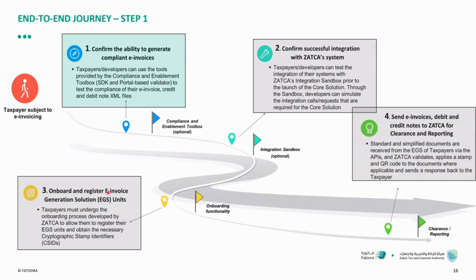And then finally, once the EGS units are onboarded in our platform, you'll be able to send the invoices, whether they are invoices, debit or credit notes, for clearance and reporting, which is B2B and B2C. So these are the major 4 steps that any taxpayer has to undertake to make sure that they are phase 2 ready. Now, let's have a closer look at step number 1.